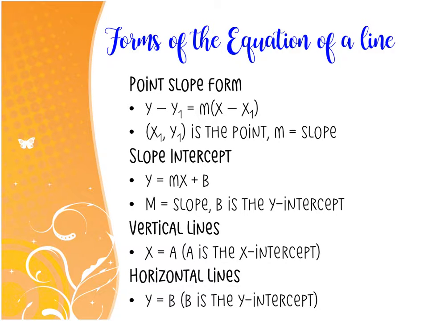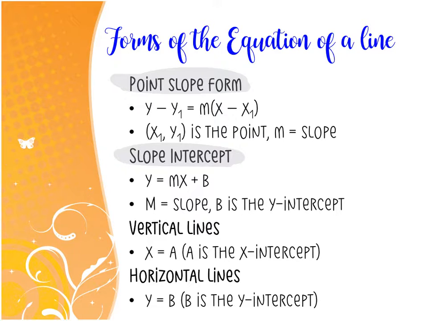So there's technically on this slide two forms of the equation of a line, and they are point slope and slope intercept. So these are equations hopefully you've seen before, but you definitely need to have memorized. This point slope form is y minus y1 equals m times x minus x1, where the x1, y1 is a point and the m is a slope. Slope intercept, which is probably the one that most people know, is y equals mx plus b, and m is your slope and b is the y-intercept.